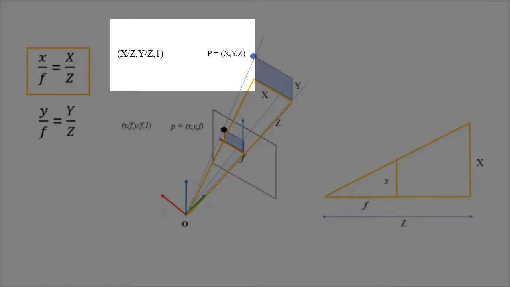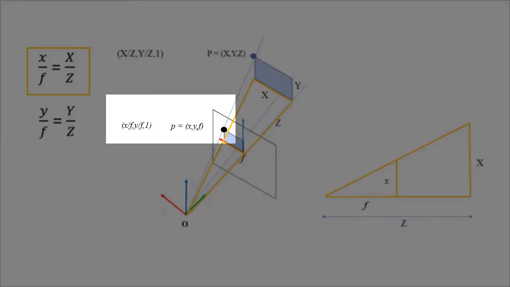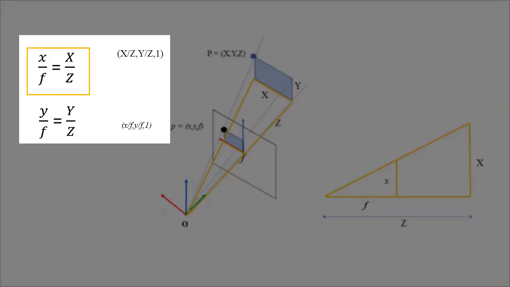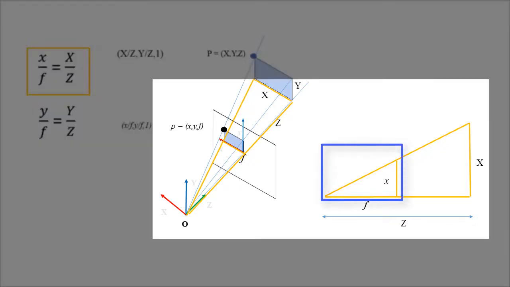The homogeneous coordinates of X, Y, Z are X/Z, Y/Z, 1. Similarly, for x, y, F, you have x/F, y/F, 1. As both these coordinates are on the same ray, you can have the equation x/F equals X/Z. Another way to prove this is by using the similar triangles rule.